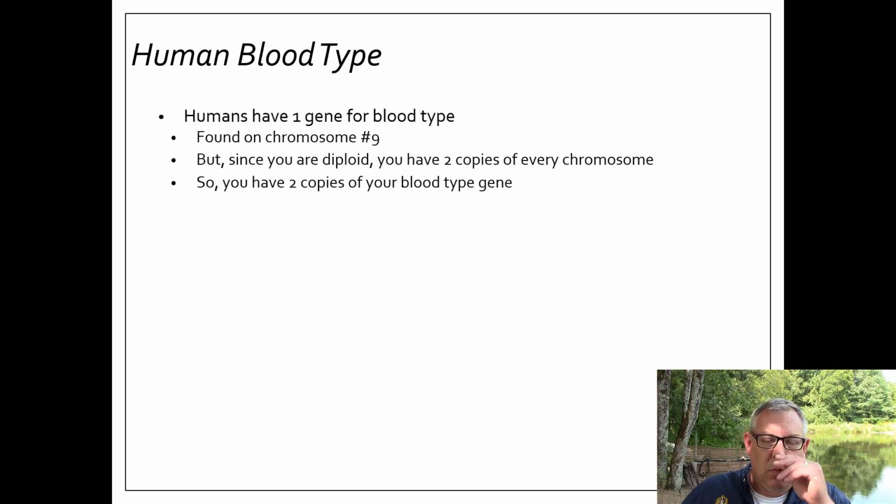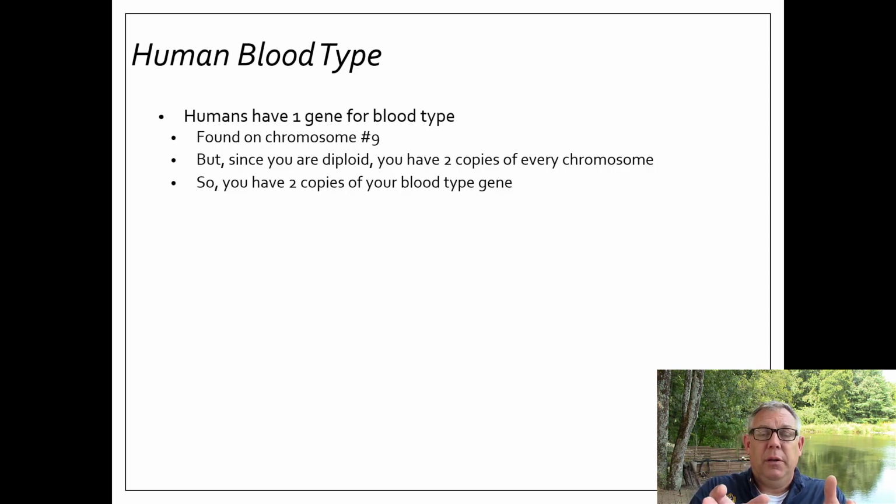And so, what controls blood type in humans? Humans have a single gene that controls blood type. That's another reason why this is a good example, because it's one gene. Most characteristics in your body are controlled by multiple genes and they get complicated. This is one gene, it's on chromosome 9, so we know exactly where it is.